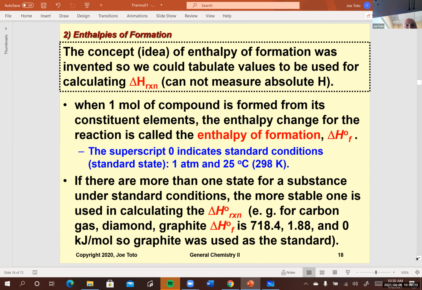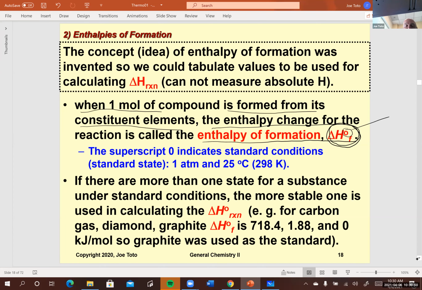When 1 mole of a compound is formed from its constituent elements, the enthalpy change for the reaction is called enthalpy of formation, and it's given this term right here, delta H with a little subscript F and a superscript 0. Now the superscript 0 is our condition term. It's under standard conditions. That's what the superscript 0 signifies.